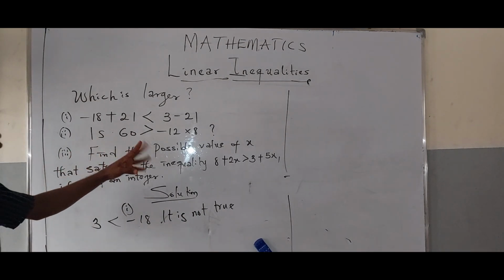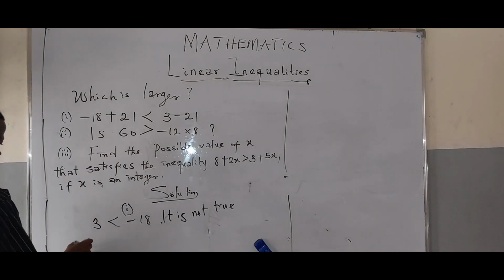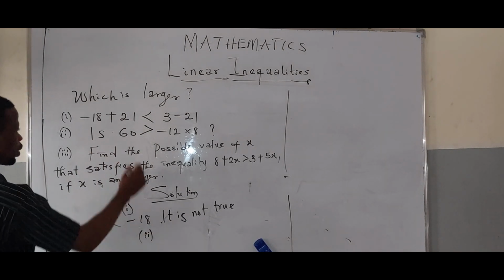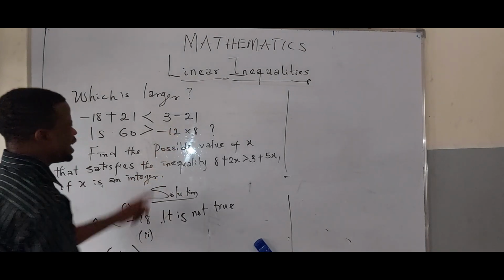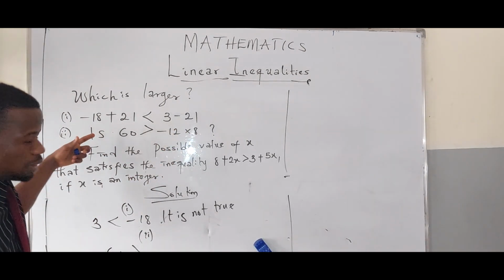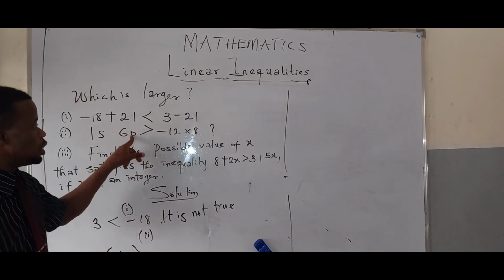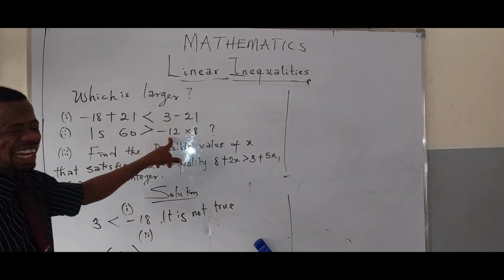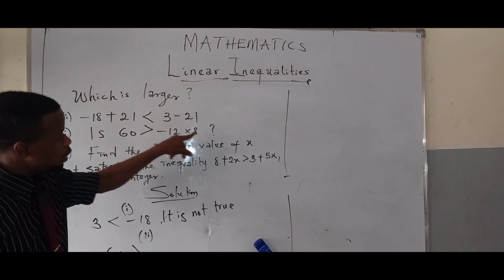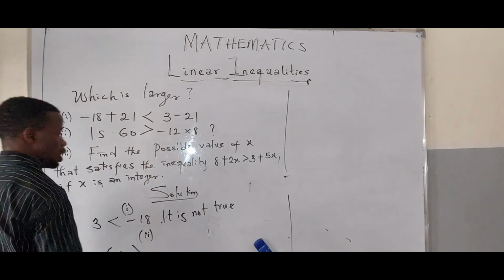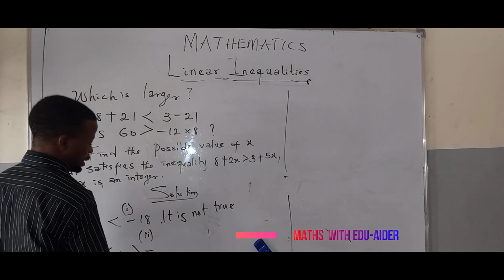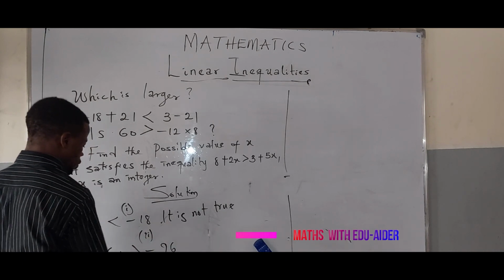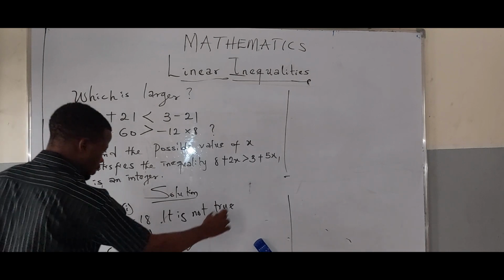Question 2. Is this greater than what is here? 60. Let's see. Is there any negative value? Automatically it is not greater. This one is automatically greater than this because it's already a negative value. Minus 12 times 8, you have minus what? That's 96. This is greater. This is correct.